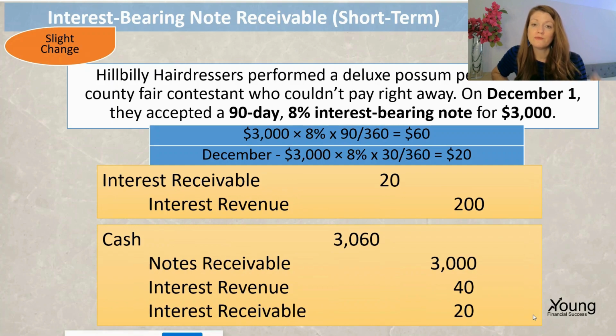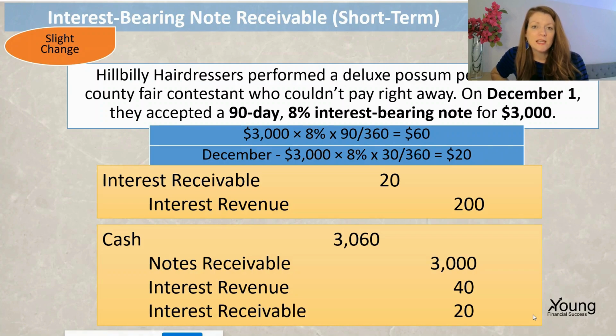The interest revenue is not going to be the full 60 because we already showed interest revenue of $20. So now we're just going to record the 40 for the last 60 days that happened the following year, and then we'll get rid of our interest receivable. So total, they are recognizing the $60 of interest revenue, but they did some in the first year and some in the second year, because with accrual accounting, we have to do that.